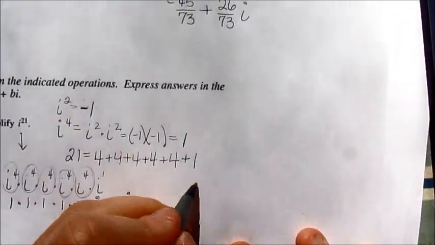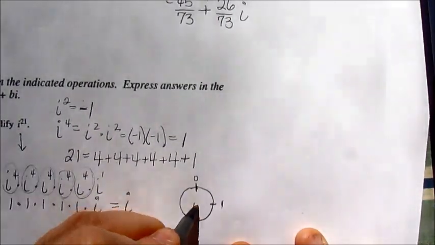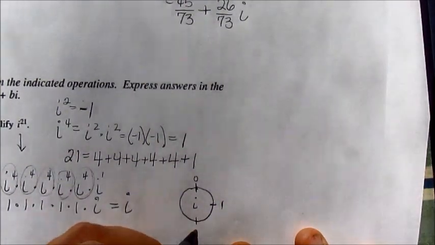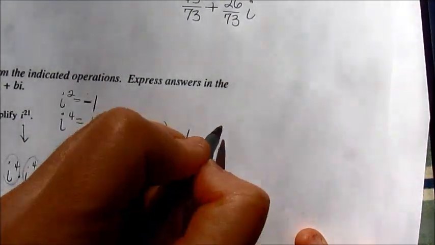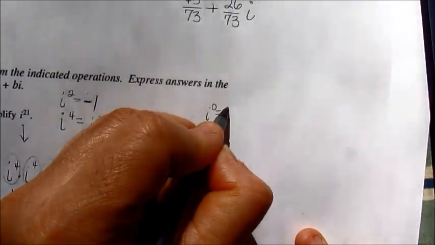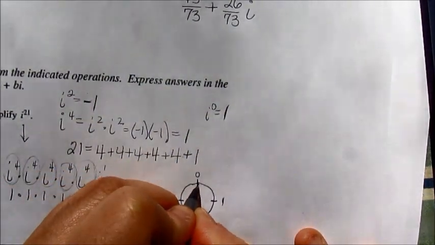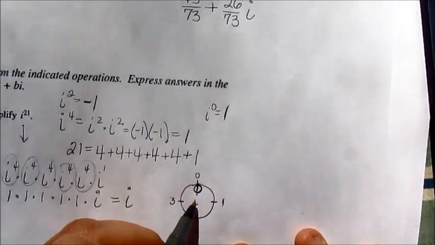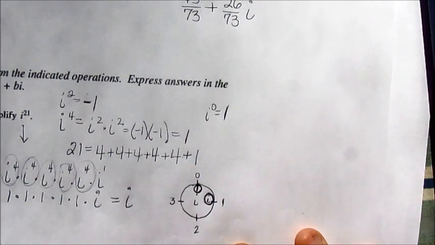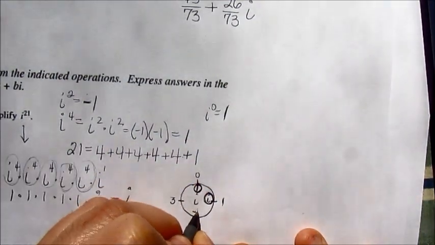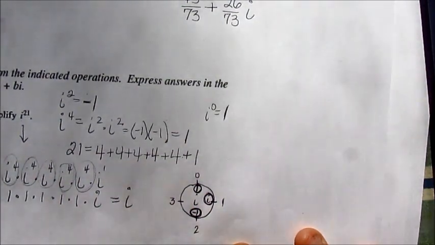Sometimes it's denoted in a clock. 0, 1, it's the i clock. 2, 3, and then when you get back here, well, first off, i to the 0 power, anything to 0 power equals 1. So the value up here is 1. i to the first power is just i. i to the second power, we went over already, is negative 1. So let's just break down i to the third power.